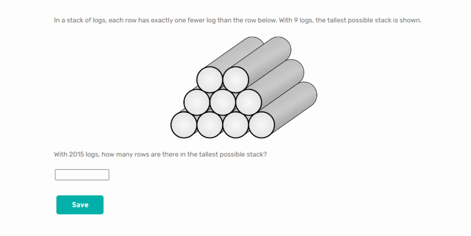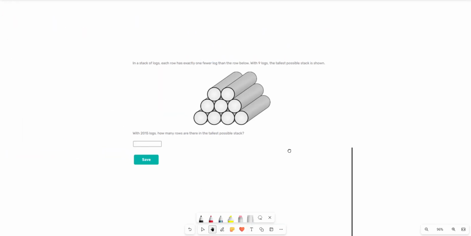In a stack of logs, each row has exactly one fewer log than the row below. With 9 logs, the tallest possible stack is shown. So this stack right here, it's the tallest possible stack. With 2015 logs, how many rows are there in the tallest possible stack? So in the tallest possible stack, how many rows are there? So we'll be looking at this question today. So here's the question.